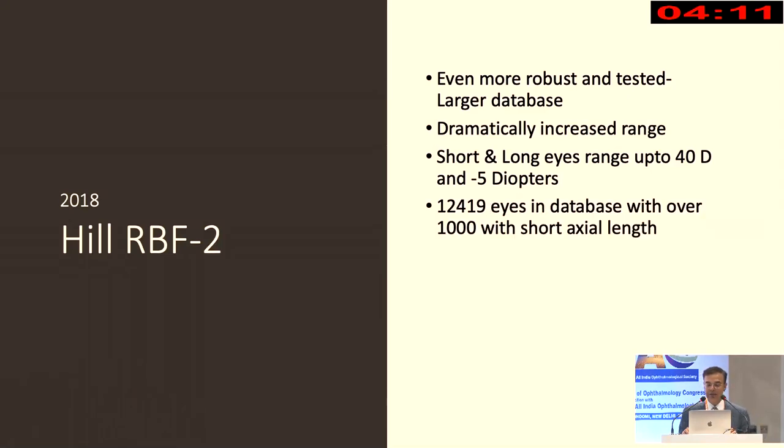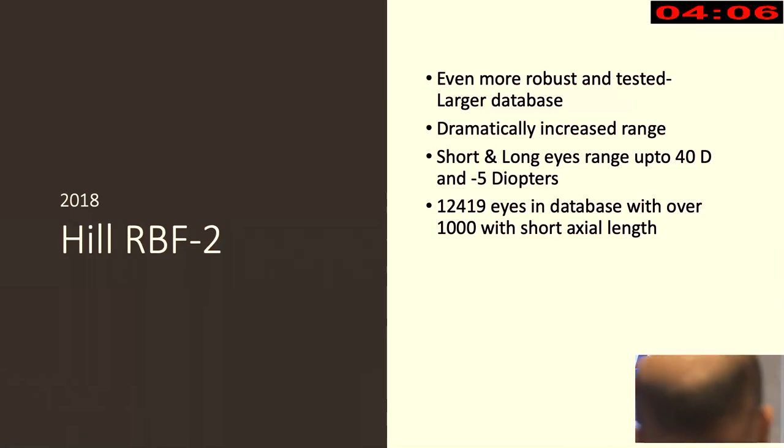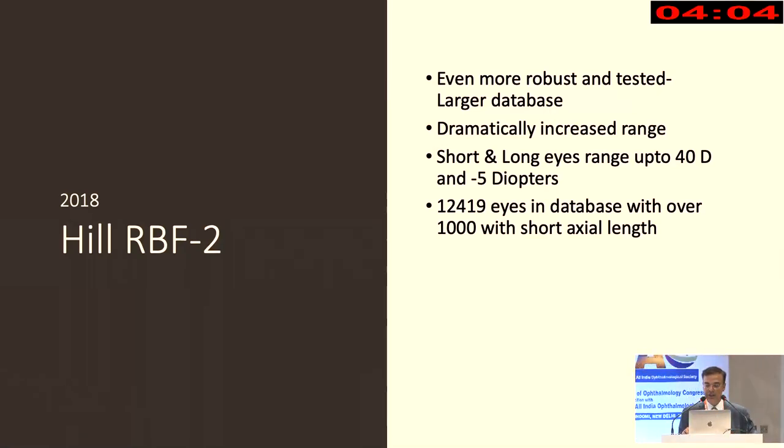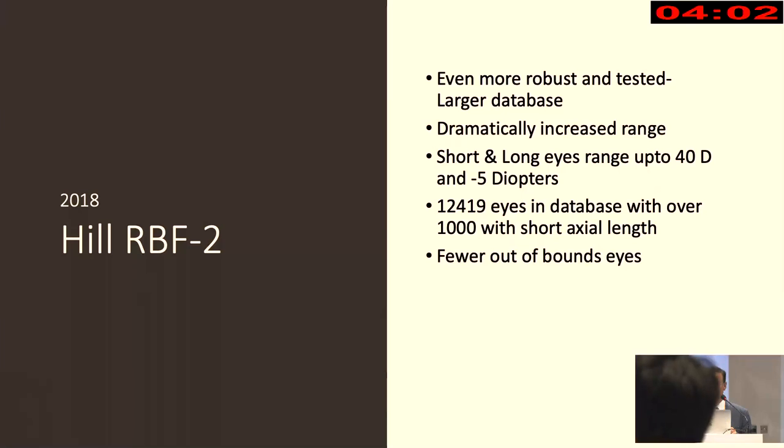They increased the number of eyes in the database used for creating these deep learning models to about 12,419. This included a lot of short axial length and long axial length eyes. Essentially, it's not a formula, it's a deep learning algorithm, and it tells you what kind of IOL power it is predicting based on the database, and then it will also tell you whether the prediction it is giving is within bounds or out of bounds.